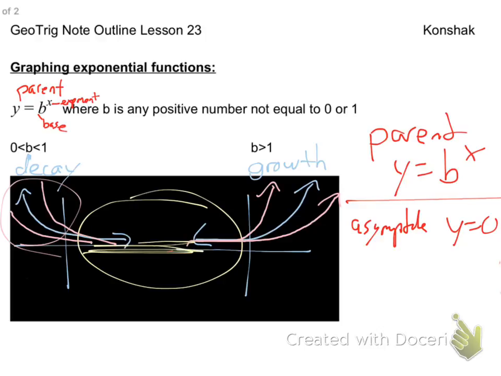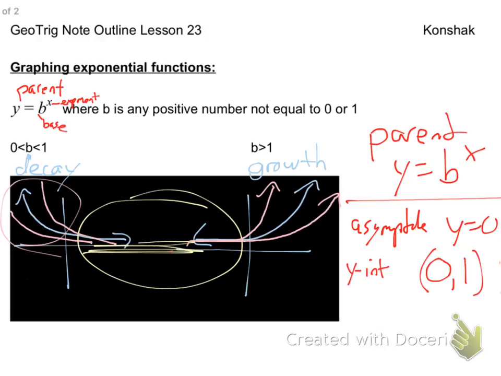So guess what? Wait a minute. That means the point (0, 1) always will be a solution to that equation. Yes? What is (0, 1)? We have a name for those. It's a y-intercept. Every parent graph has a y-intercept at (0, 1), and a y-asymptote, y equals 0. A horizontal asymptote. Always. It'll have those two things.